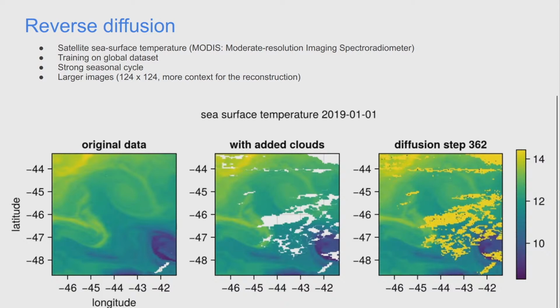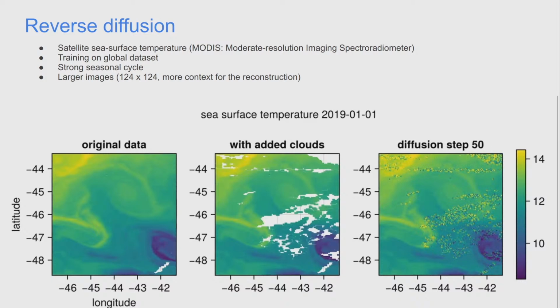Okay, so here this is just an animation about where I applied this technique to a larger data set, which is MODIS for temperature for the whole globe. So it's trained really on the whole globe, and I here use larger images. Before it was 64 by 64, now 125 by 125 to give more context to the reconstruction.